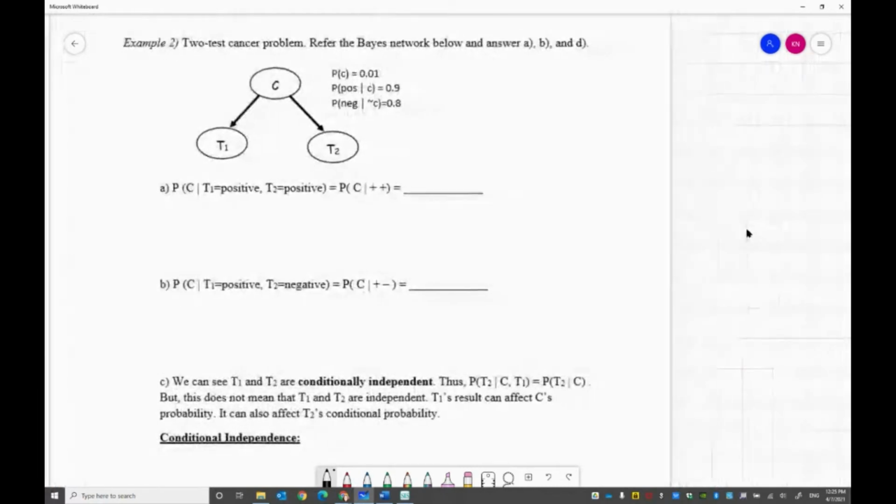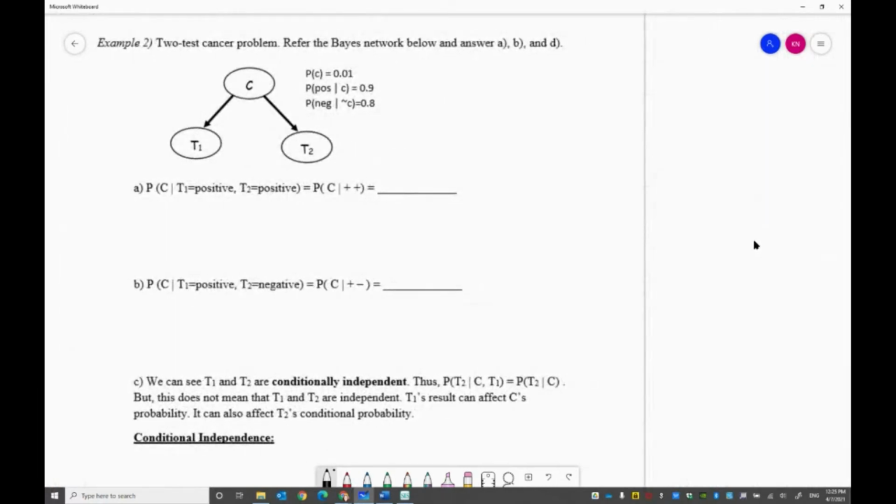One difference is now there's one cause but two results. But this is the same tester, so I don't have to have different probability for tester 1 and tester 2. But the cause, cancer, is affecting both testers.